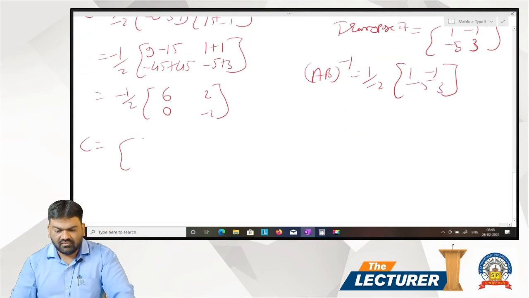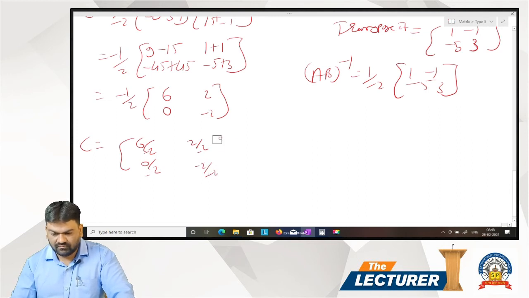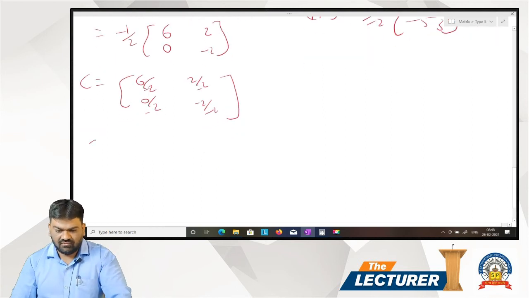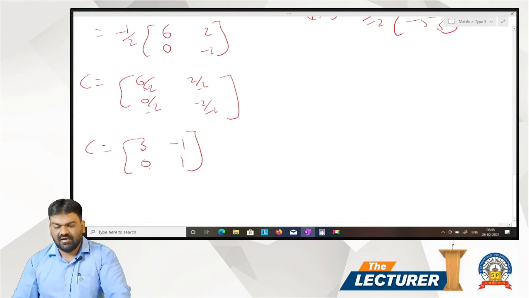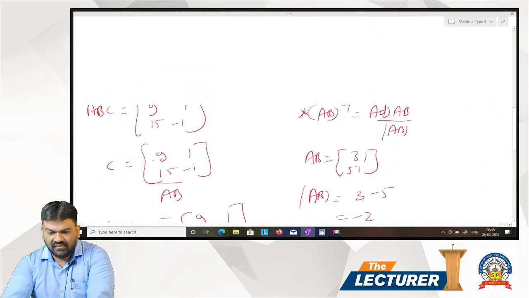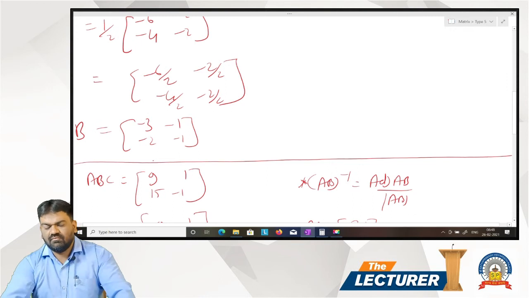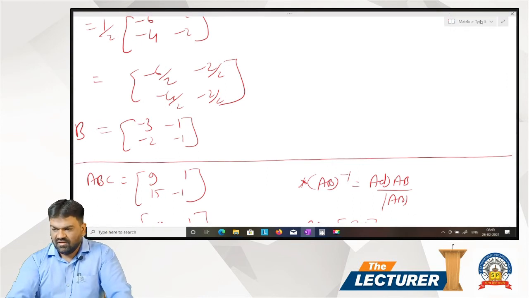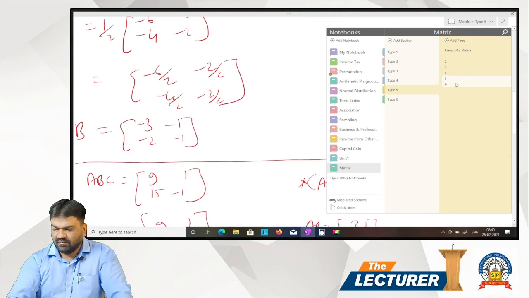So C is equal to 6 by 2, 2 by 2, 0 by 2, minus 2 by minus 2. So C is equal to 6 by 2, that is 3, 2 by 2, that is 1, 0, and minus 2 by minus 2, 1. C is equal to [3 1; 0 1], and B is equal to [3 -1; -2 -1]. This is your answer. Last example of this type, example number 6.